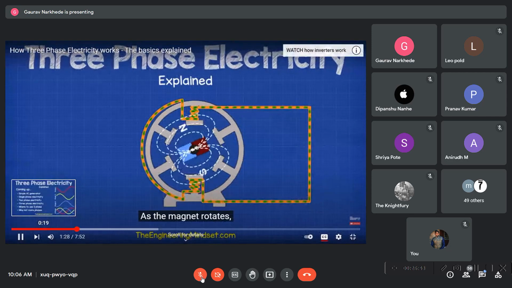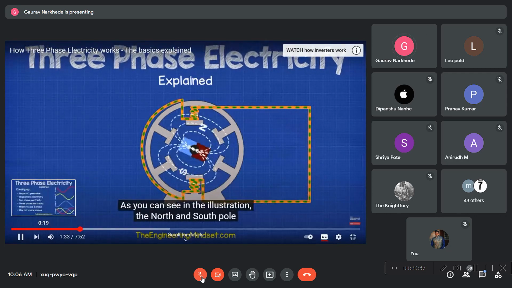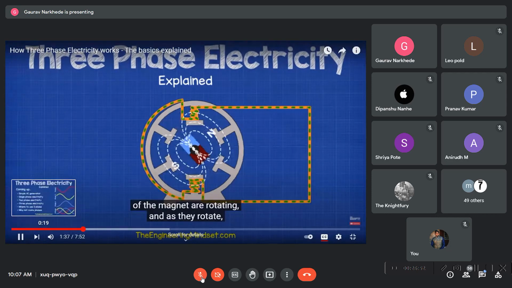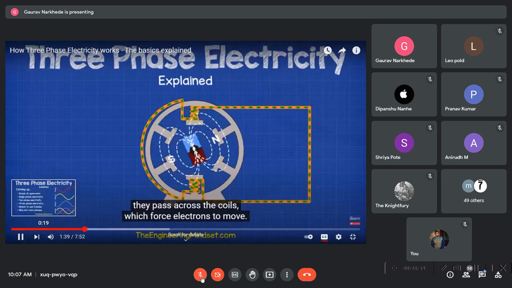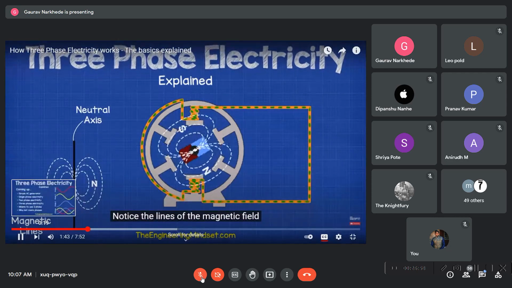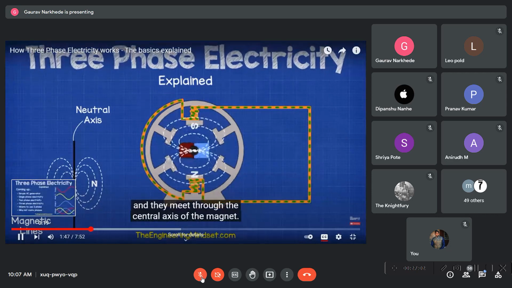As the magnet rotates, so does the polarity of the magnetic field. As you can see in the illustration, the north and south pole of the magnet are rotating, and as they rotate, they pass across the coils, which force the electrons to move. Notice the lines of the magnetic field are in these oval shapes on each side, and they meet through the central axis of the magnet.